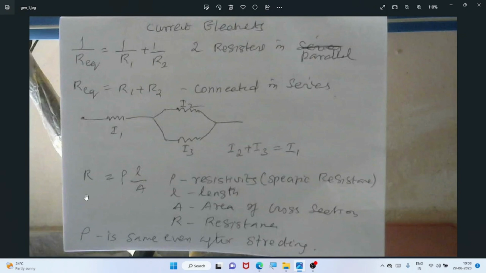The resistance is proportional to the resistivity and the length of the conductor, and inversely proportional to the area of cross section. R is the resistance, rho is the resistivity, L is the length of the conductor, A is the area of cross section. The resistivity will be the same even after stretching. Whatever the resistivity of this material is, it will be the same.